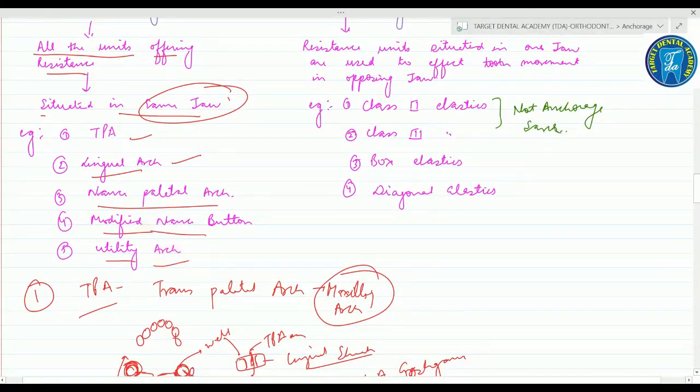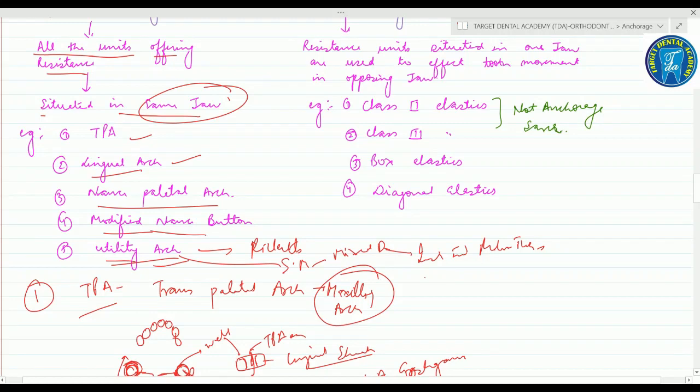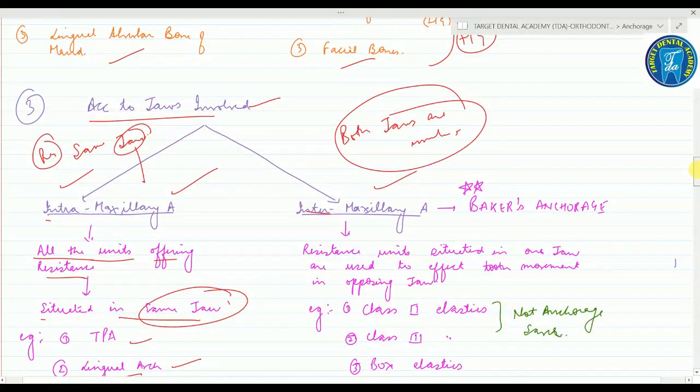Last is the utility arch. The utility arch was given by Ricketts, which is important. It is also used as a space maintainer in case of mixed dentition. It is inserted in the molar tubes, and it also provides the anchorage. So this is all about the intramaxillary anchorage.